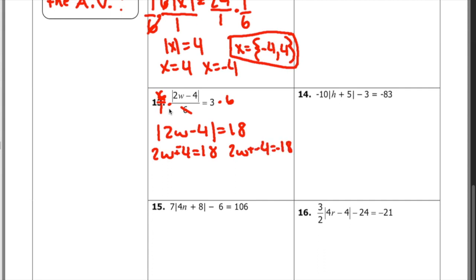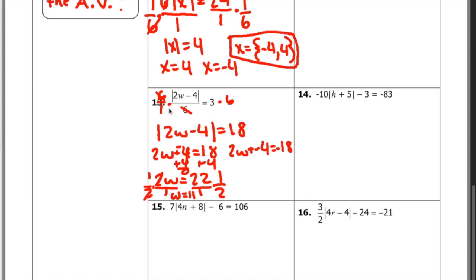All right, and now I just need to solve both equations. So add 4, w equals 22. Multiply by the reciprocal, and write the small w equals 11.